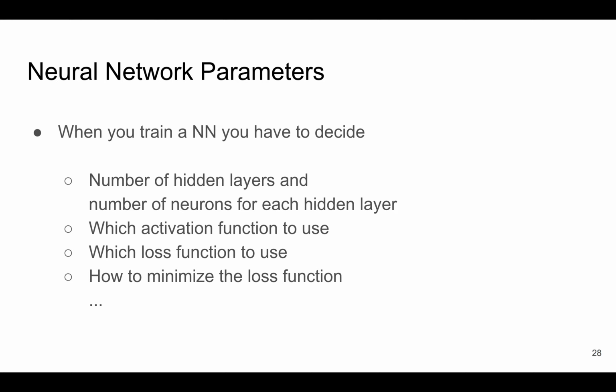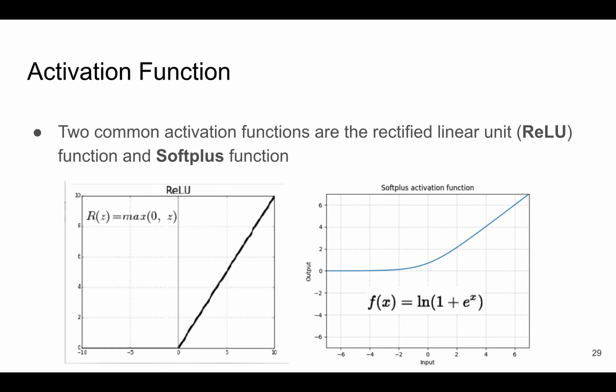There are many things you need to decide when you train a neural network, like the number of hidden layers and the number of neurons for each layer, which activation function to use, which loss function to use, how to minimize the loss function, etc. We'll mention a few options below. For the activation functions, two common choices are the rectified linear unit, or ReLU, shown on the left plot, and the softplus function plotted on the right-hand side.